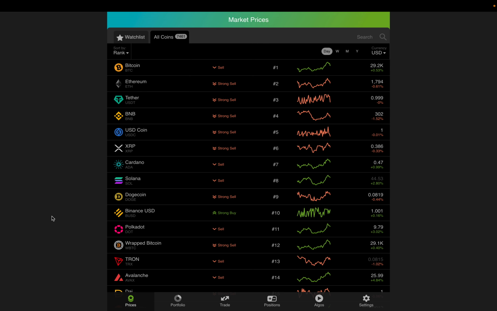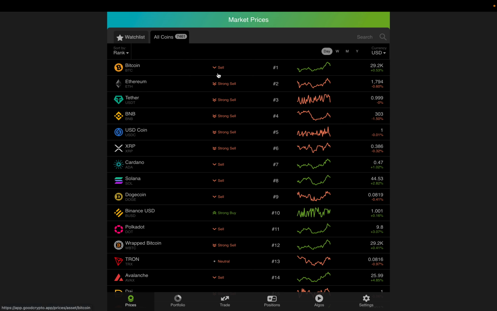So let's start with the prices section. And here on the screen, you can immediately see probably one of the most noticeable additions to our app. We are now calculating and showing you a technical analysis rating for all the coins in the prices section. That's 7,500 coins calculated live.